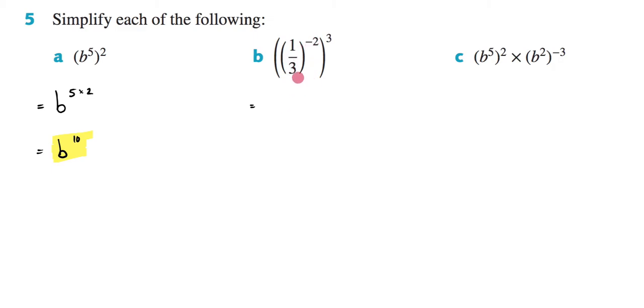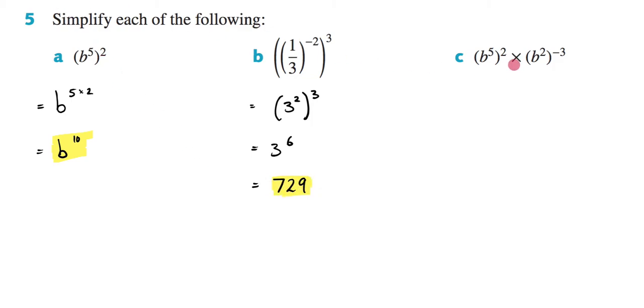So I'm going to make this 1 over 3 become 3 over 1. But again, we don't write that over 1, so we just write it as 3. And now instead of negative 2, I can just write it as 2. And then on the outside, I still have this 3. Now I use my third index law, which is going to tell me 3 times 2 is 6. And now you need to know what 3 raised to the 6th power is, and it is 729. There we go. Highlight that, move on to the next one.